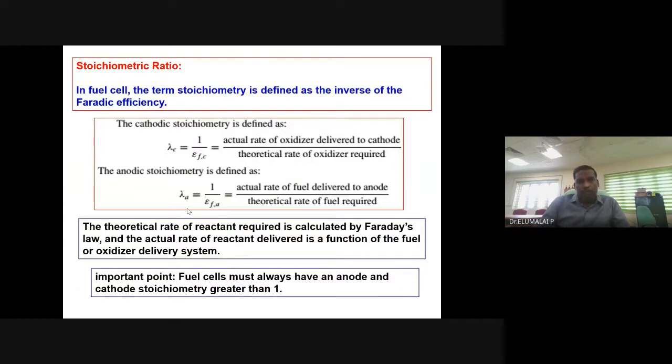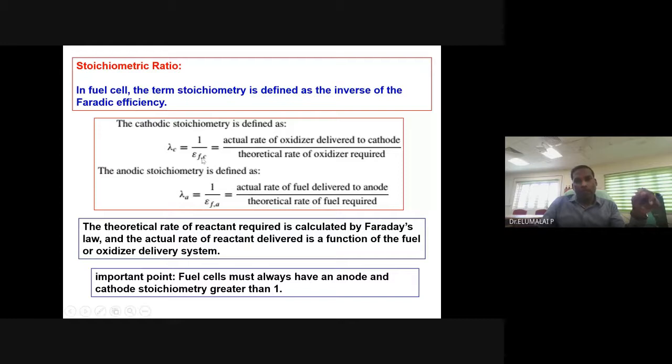The inverse of this Faraday efficiency is known as the stoichiometric ratio. The inverse of Faraday efficiency or the Coulombic efficiency is known as stoichiometry. This is the meaningful number. You will use this stoichiometric ratio in several numerical problems, at least 2-3. When I say inverse, lambda C is the stoichiometry, cathode stoichiometry, C for cathode. Lambda is the symbol for the stoichiometric ratio. So the inverse of Faraday efficiency is 1 by eta.